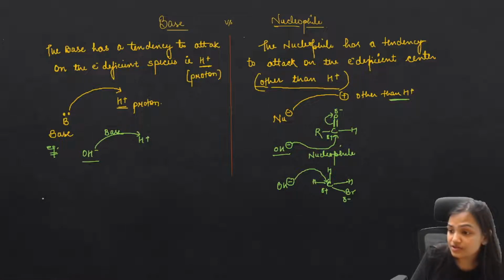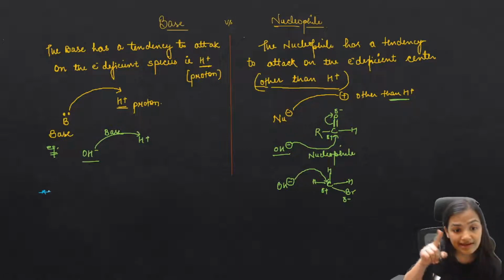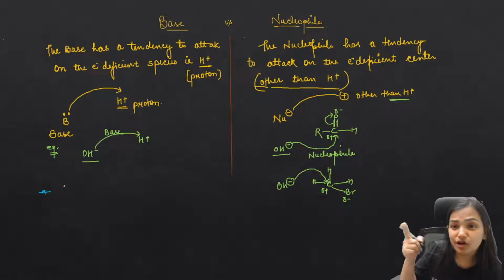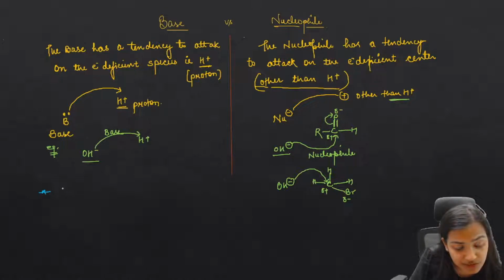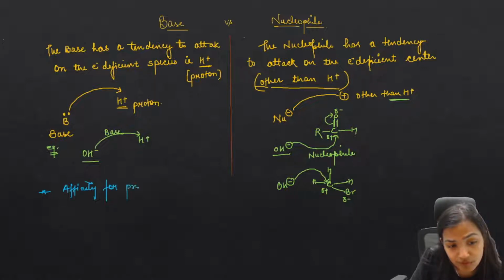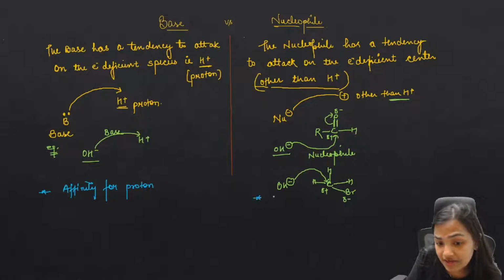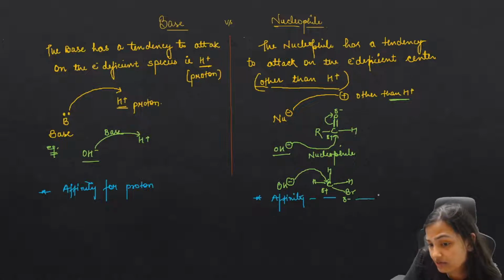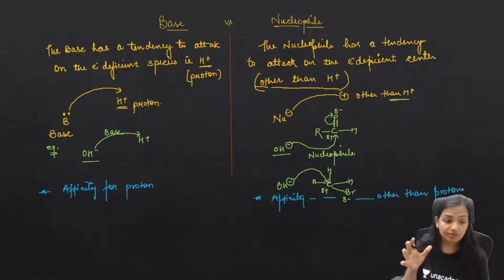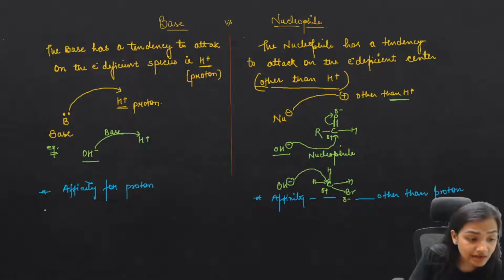Now let's look at the points of differences. As a base, this species has an affinity for proton. Base has an affinity for proton, that is, attraction for proton. But this nucleophile has an affinity, let me write it over there, for other than proton. This has affinity for other than proton.